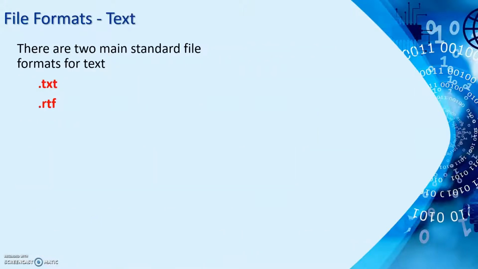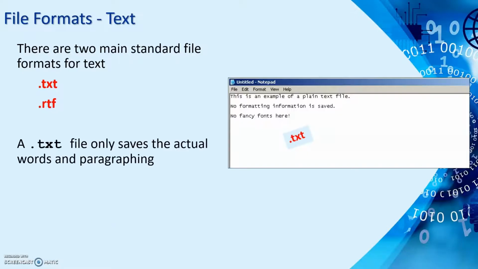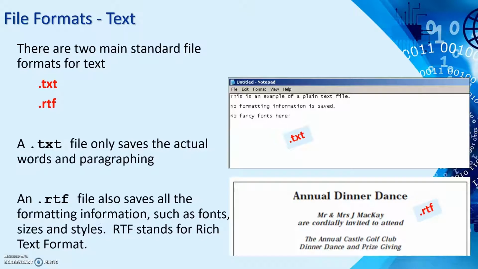So, first of all, text. Two main standard file formats for text, .txt and .rtf. The .txt file only saves the actual words and the paragraphing. Very simple, like a Notepad file, simple text editor. But an RTF file also saves all of the formatting information in your word processed document, like the fonts, the sizes, the styles, and RTF stands for Rich Text Format.